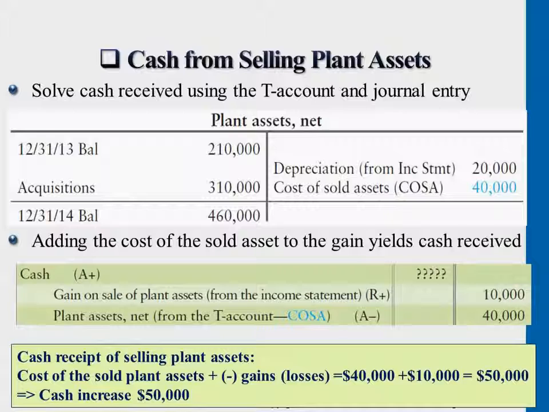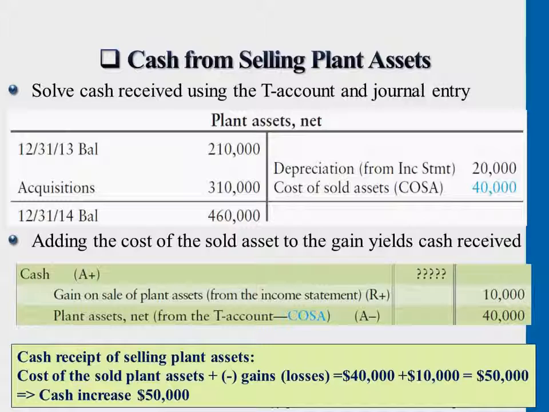Okay, so if this were another example, if the $10,000 is a loss that you see on the income statement, and let's say the book value of the plant asset is still $40,000, then cash received will be $40,000 minus $10,000. Cash received overall that you see on the statement of cash flows will be $40,000. Okay, I'm sorry, $30,000. $40,000 minus $10,000.